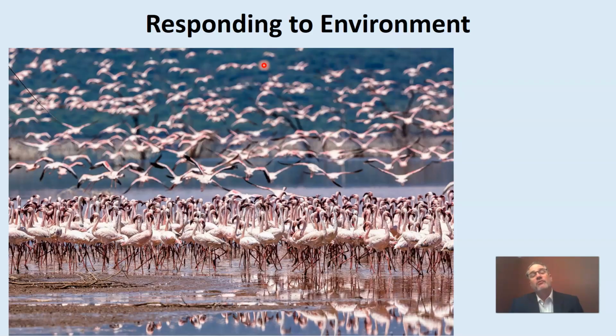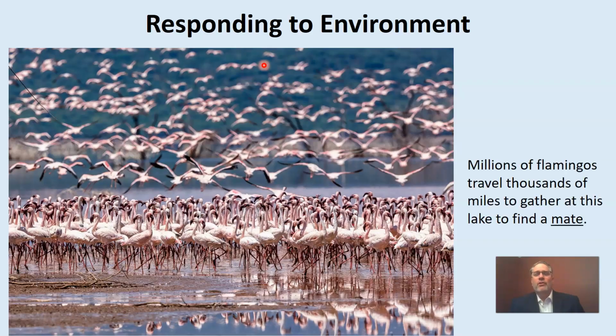Here we have a picture of flamingos, and this is a very shallow lake that they're in here. This is a good example of the flamingos responding to their environment. So most of you have seen pictures like this where you have birds that will congregate in these large groups. It usually happens once a year, sometimes more frequently. But these large groups are usually so that these birds can come together and mate.